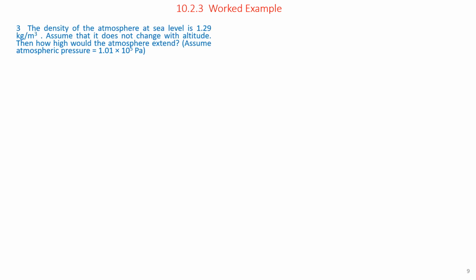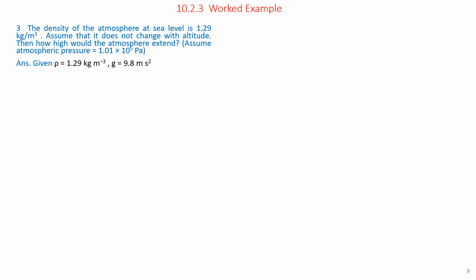Question number 3. The density of the atmosphere at sea level is 1.29 kg per meter cube. Assume that it does not change with the altitude. Then calculate how high would the atmosphere extend. Assume the value of atmospheric pressure equals 1.01 into 10 to the power of 5 pascals.